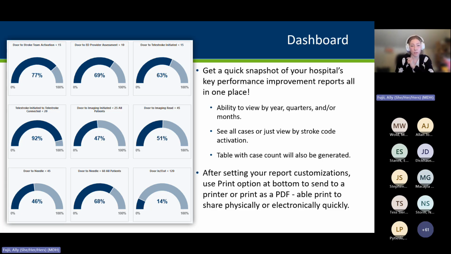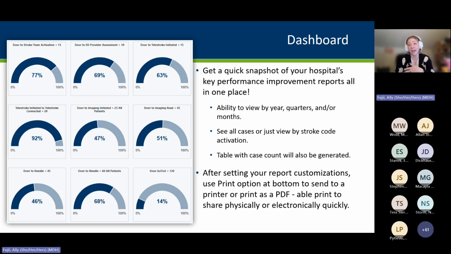The other thing I want you to know is that there are filters so you can see your stroke code activations, or all cases, or just non-stroke code activations. And after setting up your report customizations how you want them, you do have the ability to print. Just hit print and either send it to a physical printer wherever you are, or you can save it electronically as a PDF.